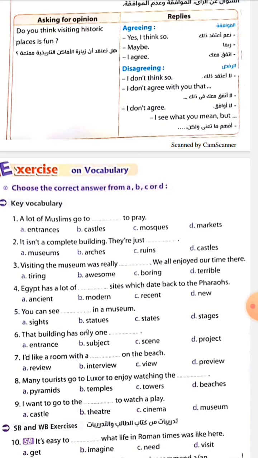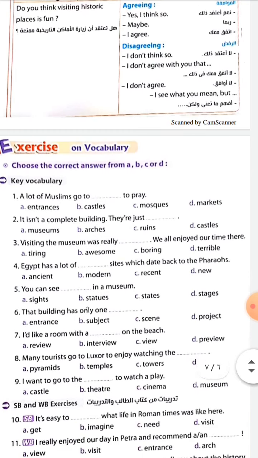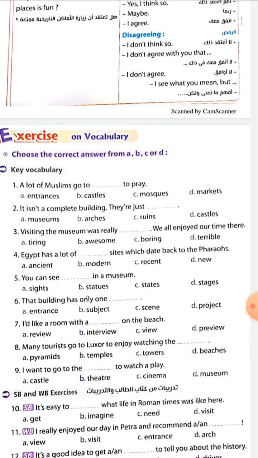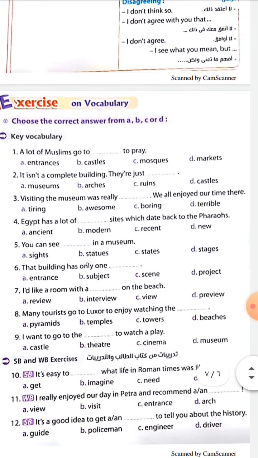Okay. Visiting the museum was really... we all enjoyed our time there. We enjoyed our time, استمتعنا. يبقى معنى كده visiting the museum was really awesome, كان حاجة رائعة. Egypt has a lot of sites which date back to the pharaohs. عندنا أماكن في مصر date back to the pharaohs، بيرجع تاريخها إلى الفراعنة، يبقى هي very old sites. طب كلمة very old equals or means ancient، يبقى الإجابة ancient.